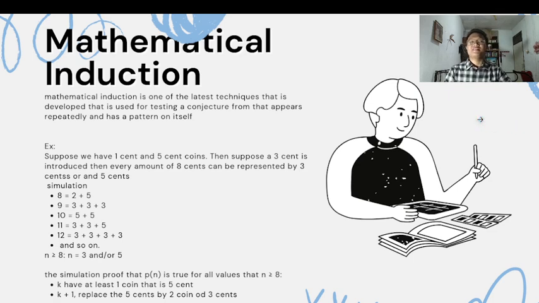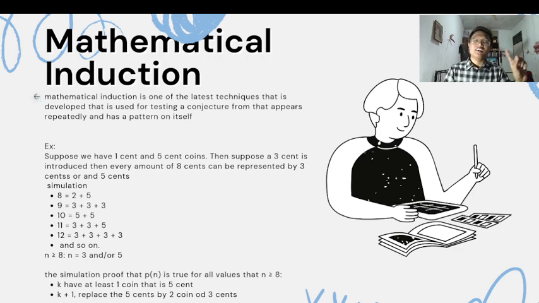Mathematical induction. What is it? Mathematical induction is one of the latest techniques developed that is used to test a conjecture that appears repeatedly and has a pattern in itself. Here is an example I put.